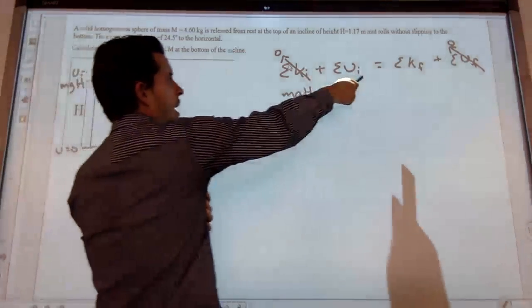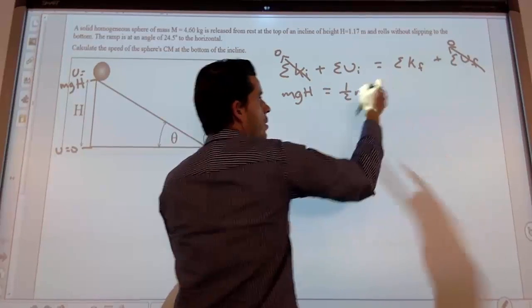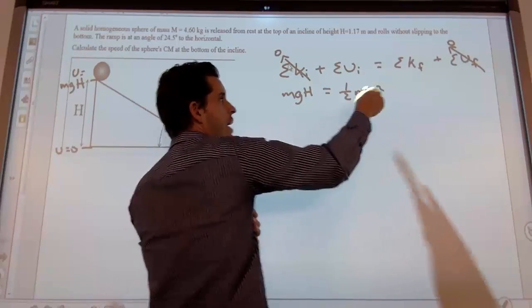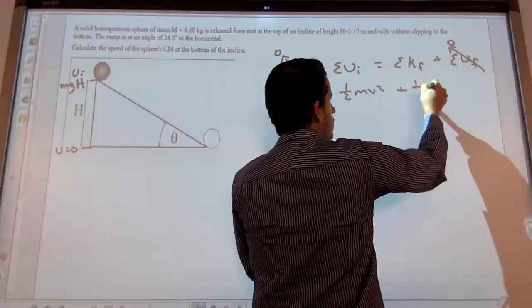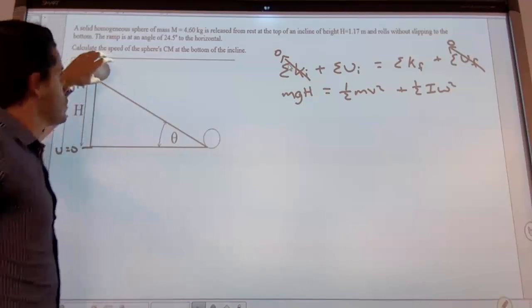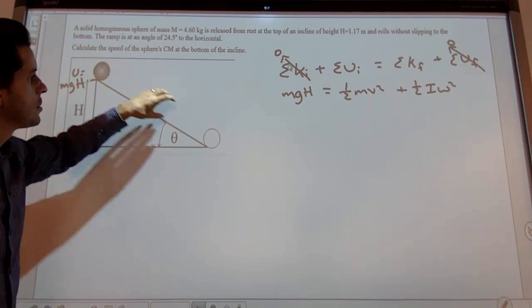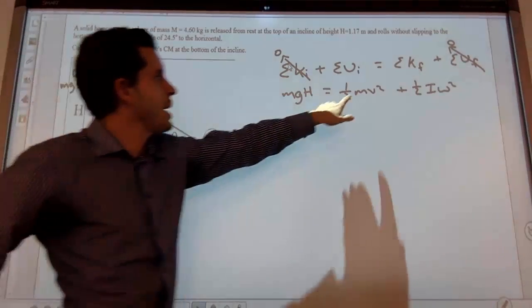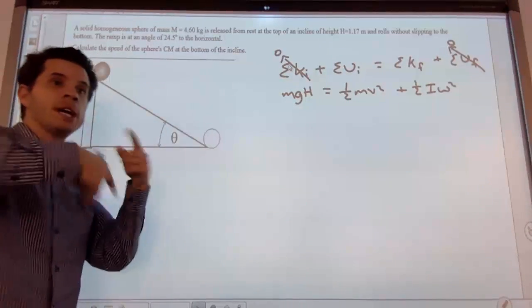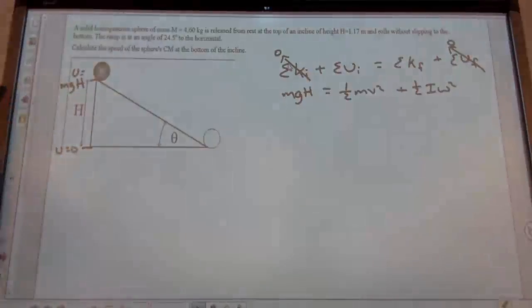And the final kinetic energy, the key to this problem, is that it's the final translational kinetic energy plus the rotational. So a ball, some sort of box that was just sliding down with no friction at the very bottom would just have this. But if the thing rotates, it has the rotational component as well.